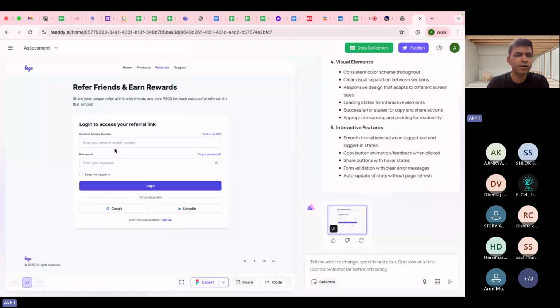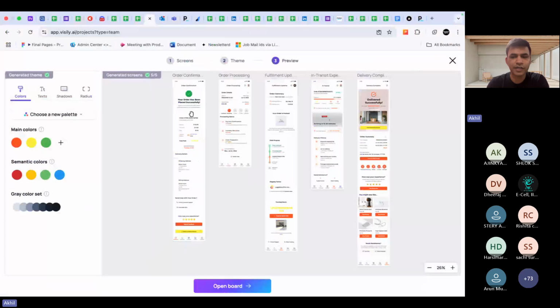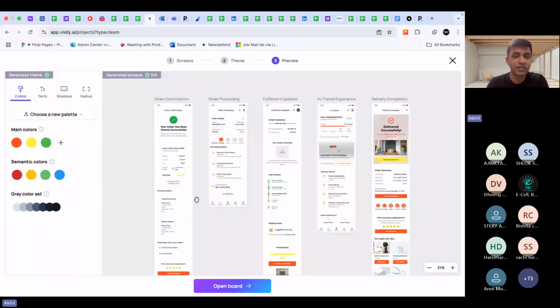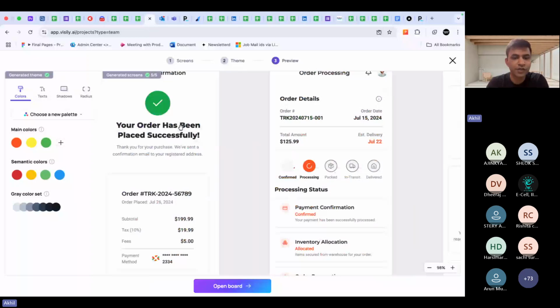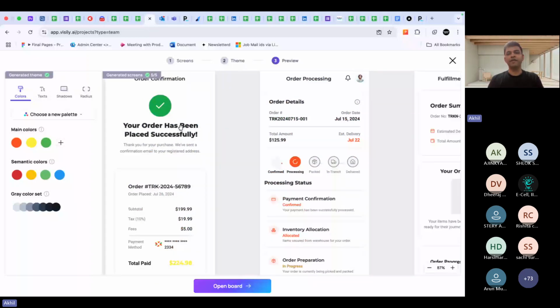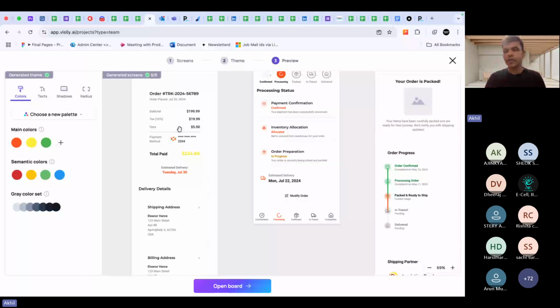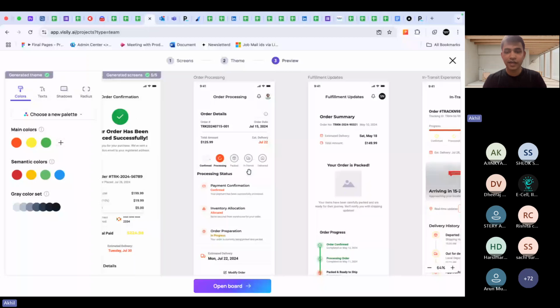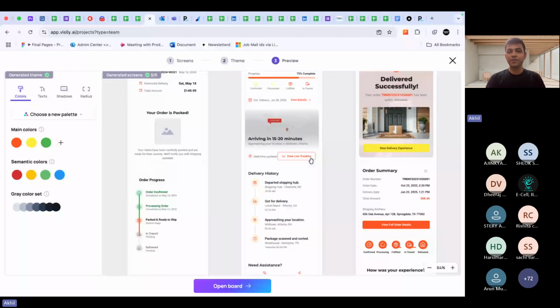We were creating a referral landing page, and it created this in seconds. Look at this, our screens are generated. We can also open the board to make edits to these designs. This is the order confirmation screen, right? If, as a product manager, I have to follow specific brand guidelines or brand colors, we can also give those. This is an order processing flow: order successfully placed, order is processing, and then packed, in transit, delivered, right? You can see it has beautifully created your wireframes in seconds.